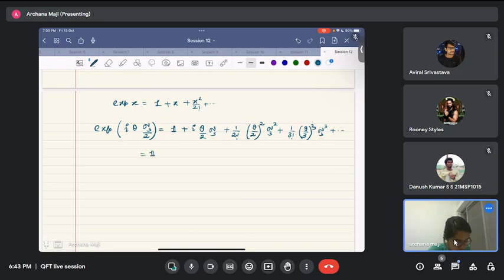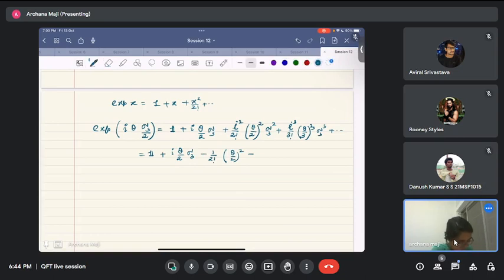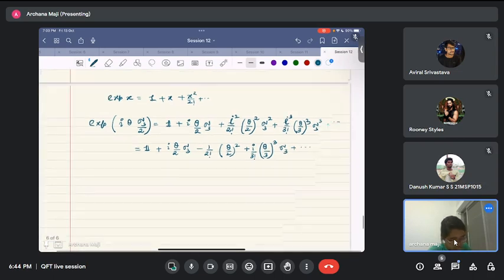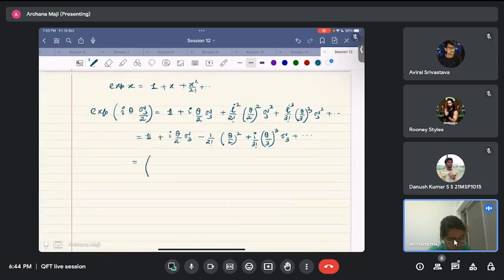So this is equal to 1 plus i theta over 2 sigma_3. Sigma_3 squared is identity, so 1 over 2 factorial theta over 2 squared. Sorry, there was an i, so I missed that i. It will be i cubed here, i squared here, so i squared will give a minus sign, plus i times 1 over 3 factorial theta over 2 whole cubed. Sigma_3 squared is identity, so sigma_3 cubed will be sigma_3 and so on. So we have two series here.